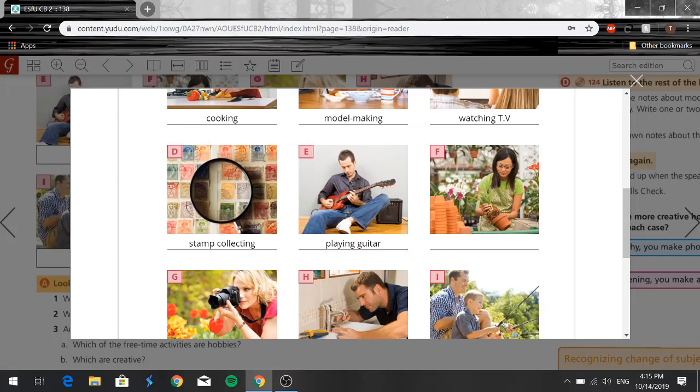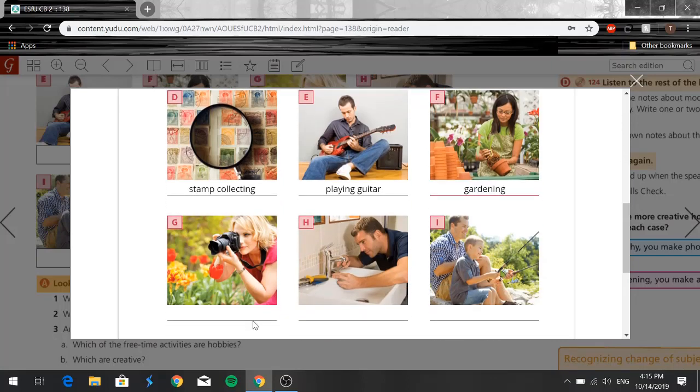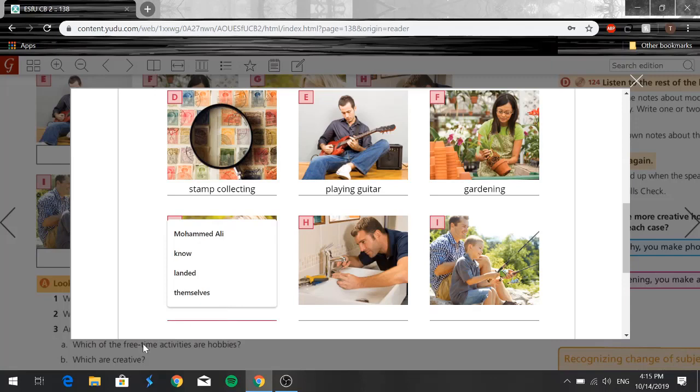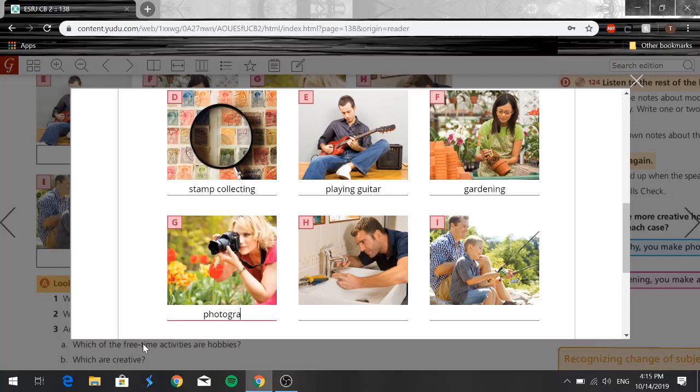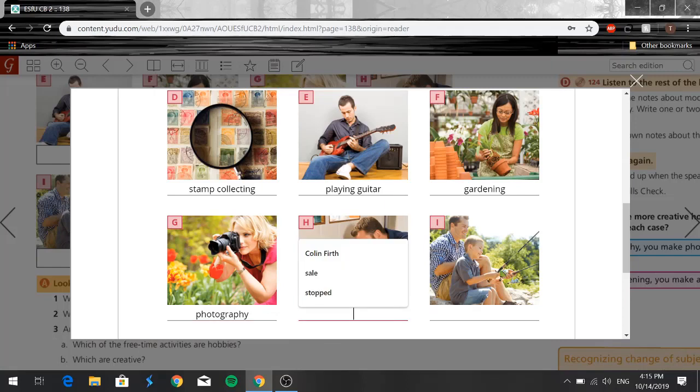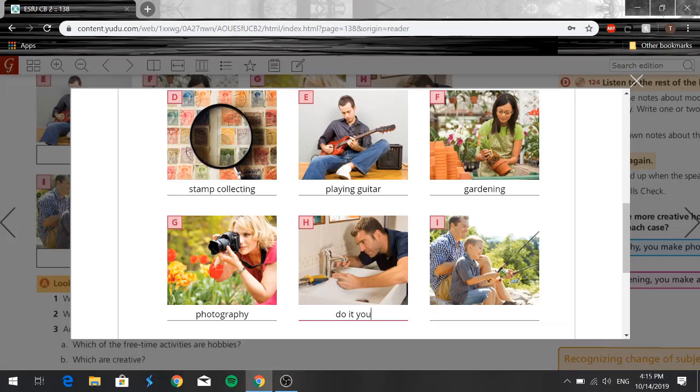Then we have F. This is pretty simple. Gardening. Okay? And then we have G. G, we'll say photography. Okay? And H, this is something called DIY, or basically do it yourself.